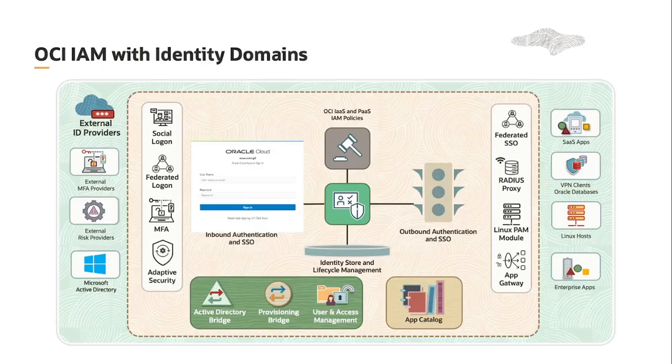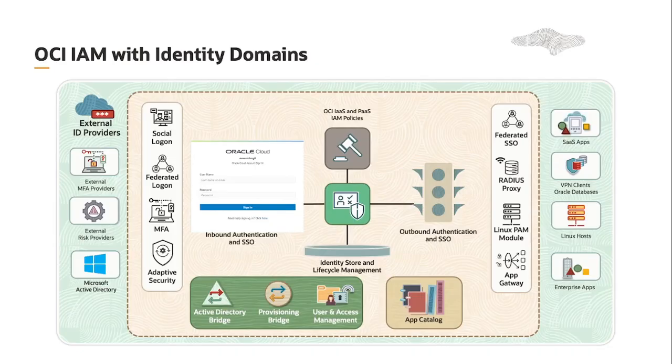Using all these functionalities, you can manage user roles, group membership, assigning permissions, provisioning and deprovisioning of the account, automating the synchronization, and setting up the security policies. And then we have the outbound authentication and SSO. After we know who the user is and what permissions they have, we can enable single sign-on to the target application. So the target application here can be your SaaS application, or it can be your enterprise application, or your Linux host, or it can be your VPN client as well.